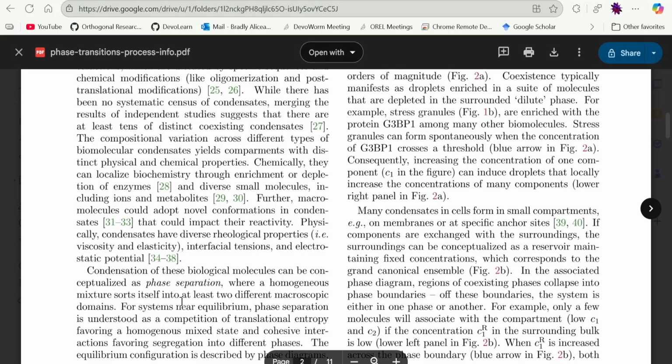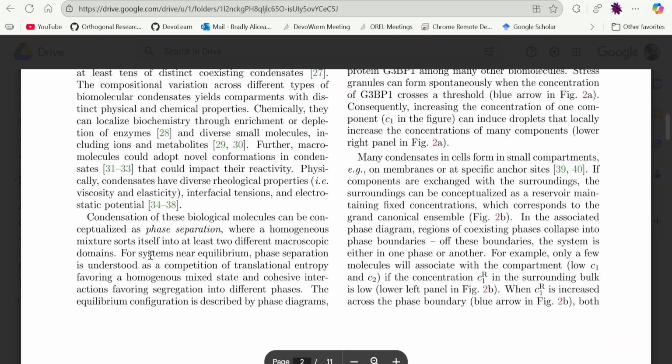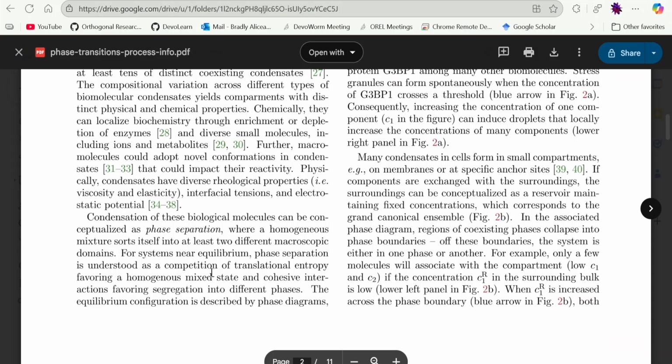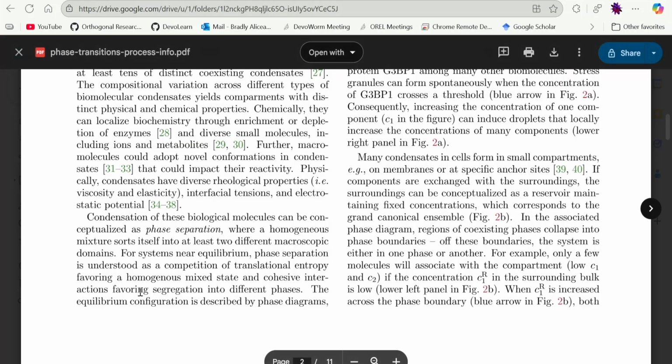And then how do you get these phase transitions? So condensation of these biological molecules can be conceptualized as a phase separation, where a homogeneous mixture sorts itself into at least two different macroscopic domains. For systems near equilibrium, phase separation is understood as a competition of translational entropy favoring a homogeneous mixed state and cohesive interactions favoring segregation into different phases.